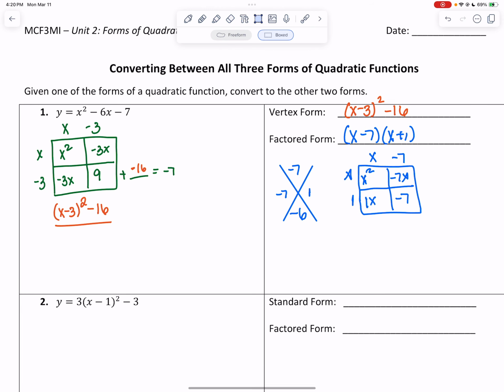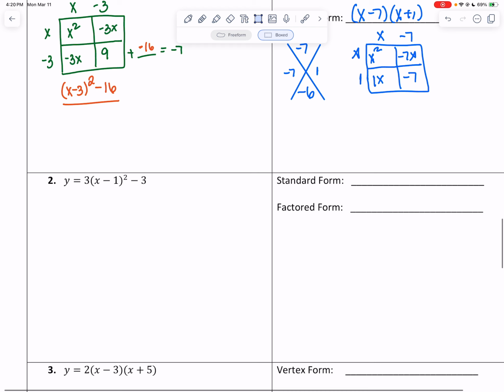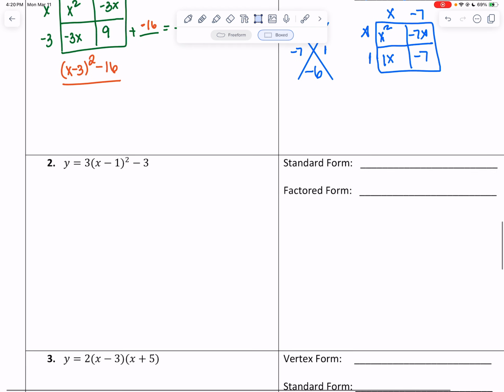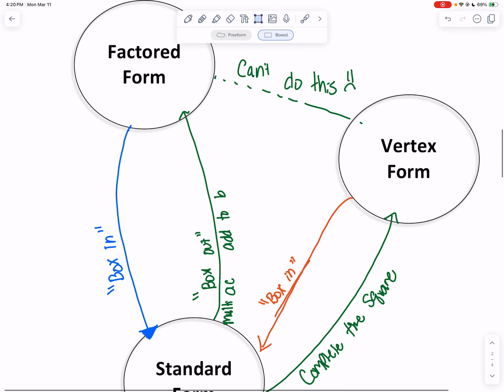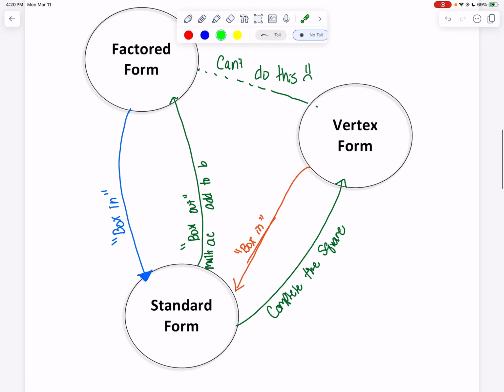All right, I'm going to do one more with you guys. So let's say that I have number 2 here, where I have vertex form, and I want to convert this into standard form and factored form. So I have vertex form right here. Remember that I can't go from vertex to factored, so I have to have my middleman, standard, to help me. So this means I have to do standard first, so that once I do standard, I can do factored.